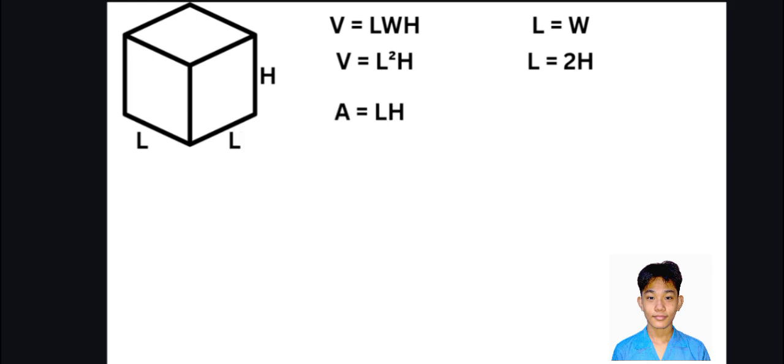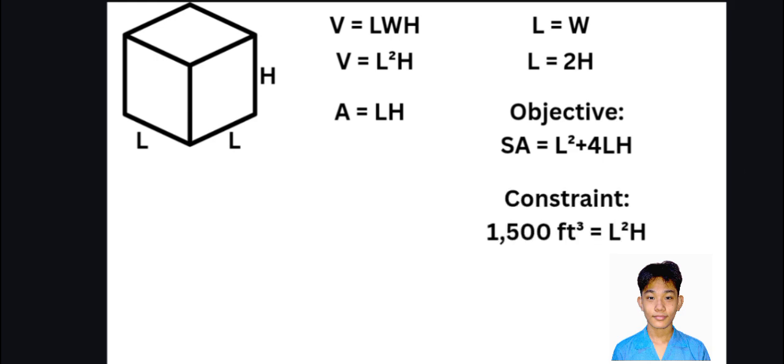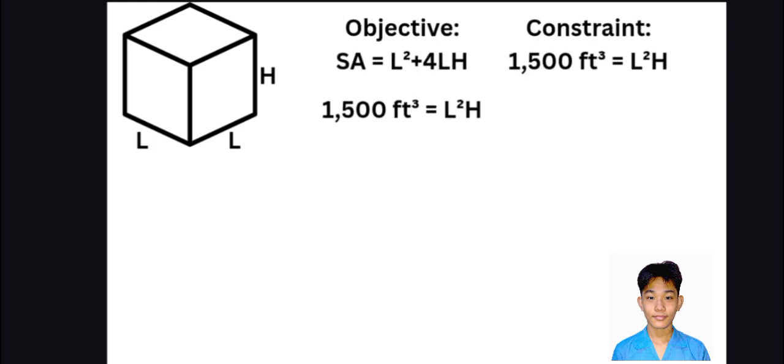We also have the area of the square, which is length times height. And since we have four sides of the square, or four vertical sides, we have the formula L squared plus 4LH, which is also the formula of our surface area. But we have a constraint, which is the volume should be 1,500 cubic feet only, and the formula to solve this is L squared times H.